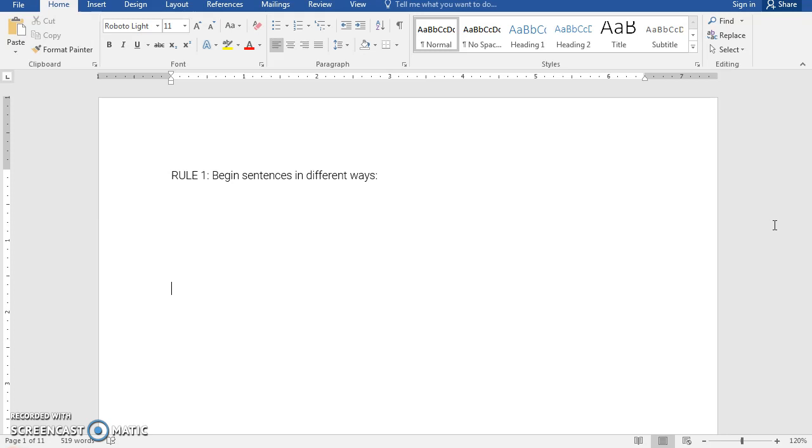All right, so I've got several rules here, 11 pages. I think this will go pretty quickly. So rule 1, begin sentences in different ways. So don't just use the same form for every sentence. And we tend to go to the same form when we're writing because it comes naturally to us. So you have to go back and revise this into your papers.